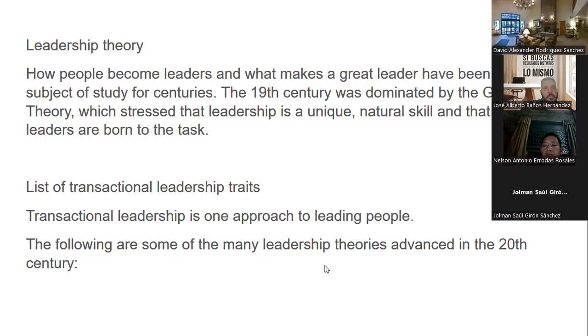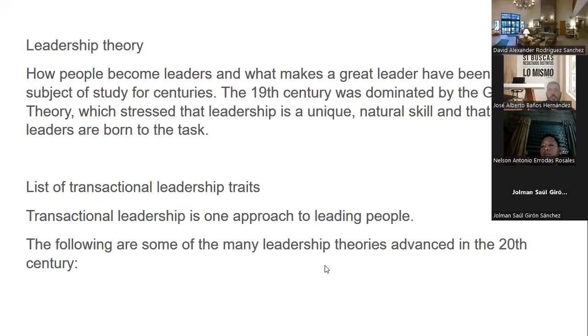When it says that it's born to the task, it means that, well, this is part of the debate of leadership. So some people believe that you are born a leader, that you cannot learn to be a leader. And other people believe that you can learn to be a leader if you develop some skills. So born to this task means that you are born like that. You are a leader, natural leader. You were born with this skill. You don't need to study about it. That is the approach on that one.